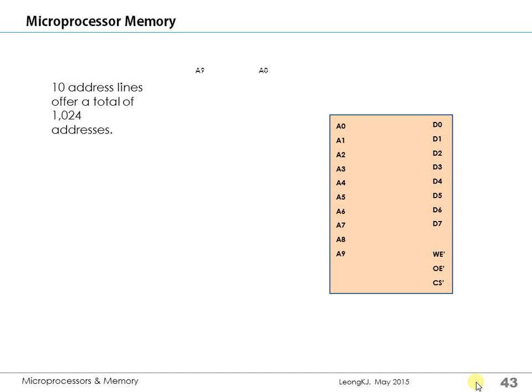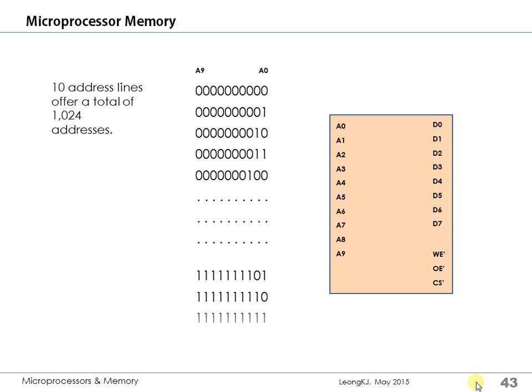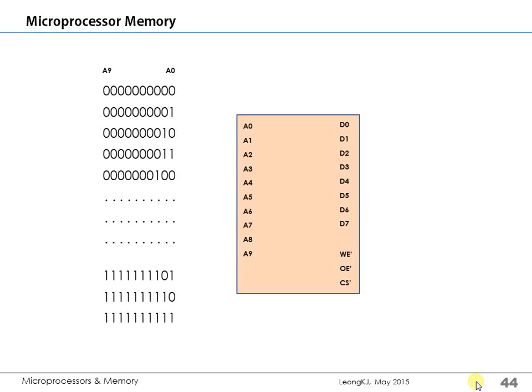Ten address lines offer a total of 1024 addresses. The address range from 00000000 to 11111111. A total of 1024 addresses. This represents the 8 data bits.